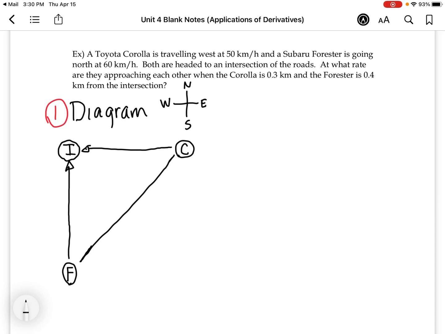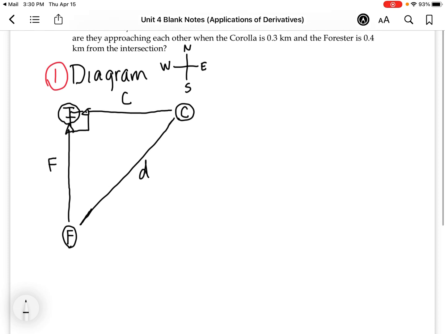So let's call that distance D. And I'm going to call the distance between the Corolla and the intersection C, and the distance between the Forester and the intersection F. And thankfully, this is a nice right triangle. So we have a Pythagorean relationship between D, C, and F. We know that D squared equals C squared plus F squared. Okay, so that's good.